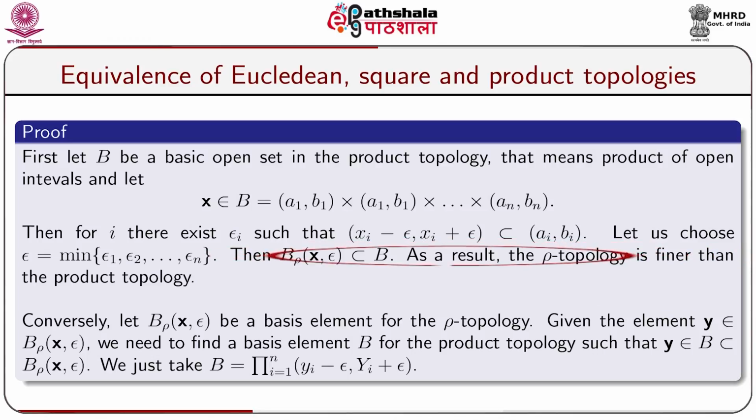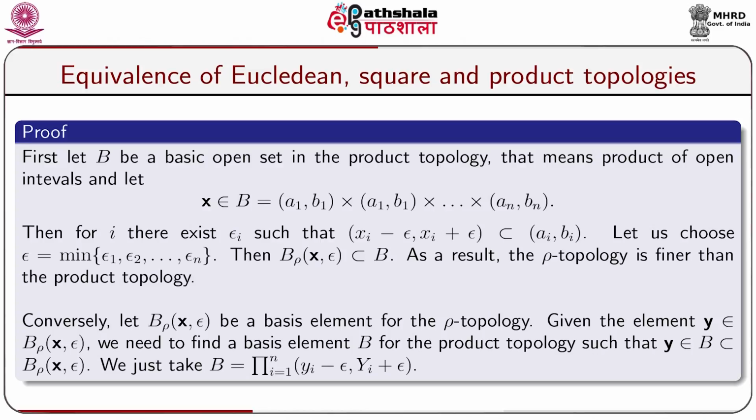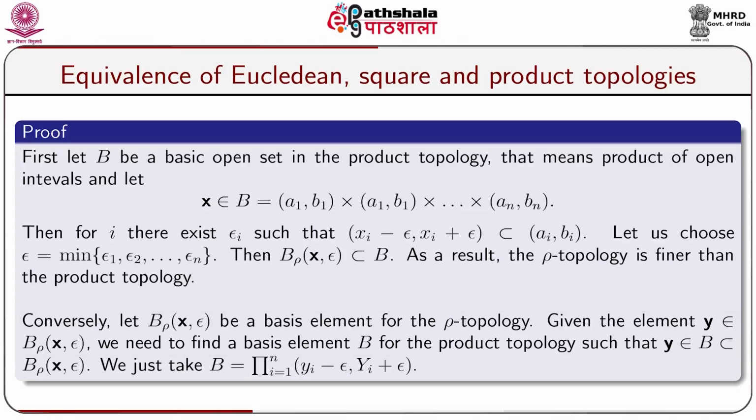Then B_x^epsilon is a subset of B, that is, B_rho(x, epsilon). As a result, the rho topology is finer than the product topology. That is, the rho topology contains the product topology. Conversely, let B(x, epsilon) be a basis element for the rho topology or sup topology.